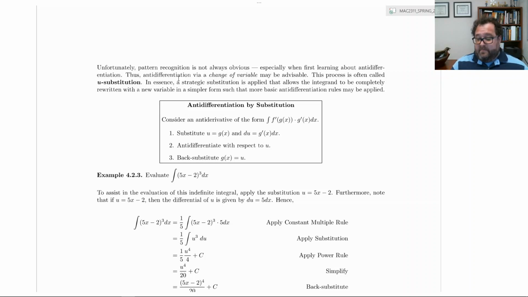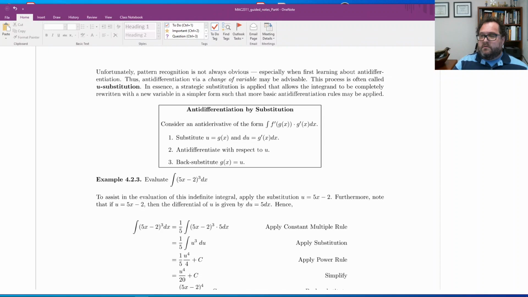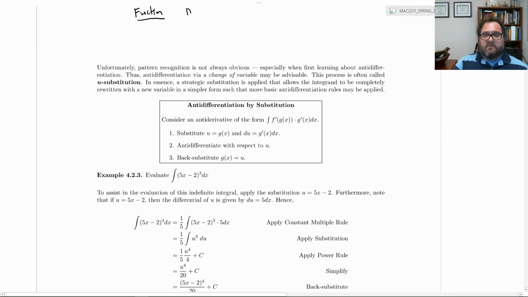Okay, and here's what I need you to know. Let's look at a couple columns here. Let's look at some functions. Let's look at the derivative of those functions. And then the last column, let's look at what a new thing called a differential.